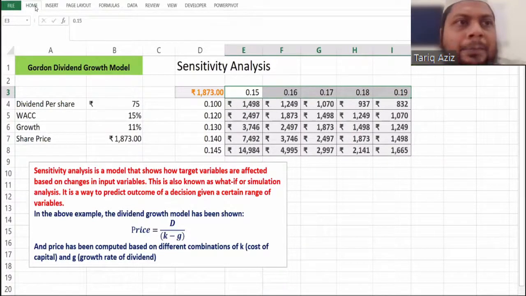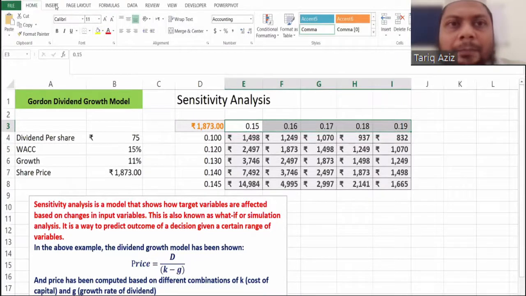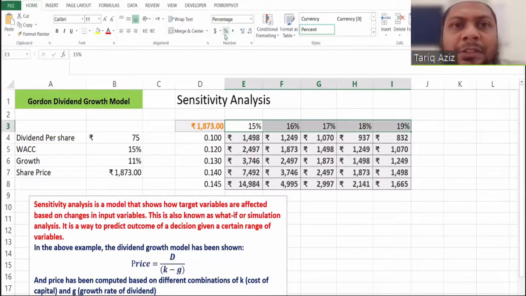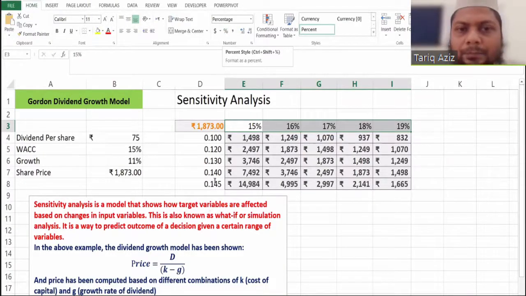Okay, thank you, sir. It is better we write in decimal format and change the format of the number to percentage. Format as a percent.